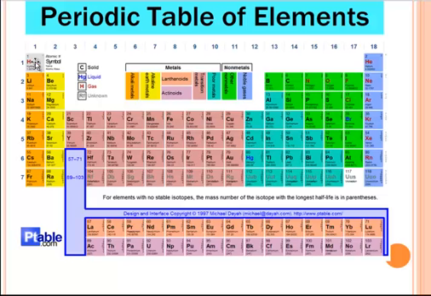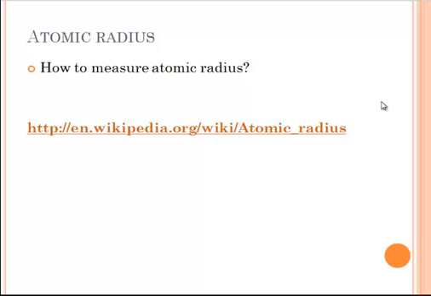Also, we're going to compare the property across the periodic table in the same rows. We call them periods. We are also seeking the patterns. The first property I want to address is the atomic radius. So what is the atomic radius and how can we measure it?